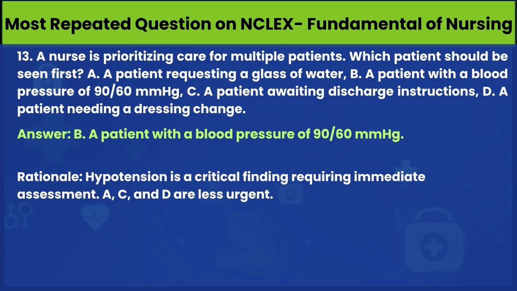Answer: B. A patient with a blood pressure of 90/60 mmHg. Rationale: hypotension is a critical finding requiring immediate assessment. A, C, and D are less urgent.